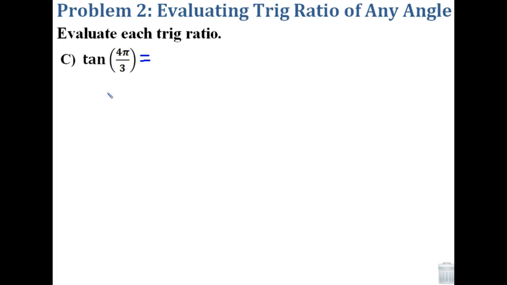Remember, the way to do that is I'll take my 4 pi over 3 and multiply it by 180 degrees over pi. The pi's will cancel, so we'll go 4 times 180 divided by 3. That's going to give us 240 degrees. So in other words, here we're looking at the tangent of just 240 degrees.